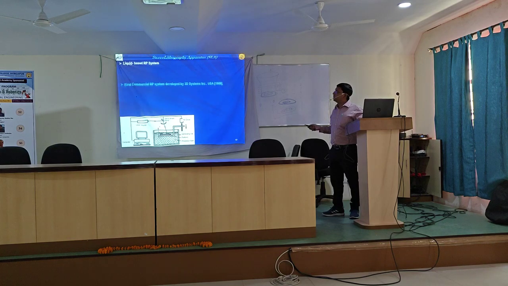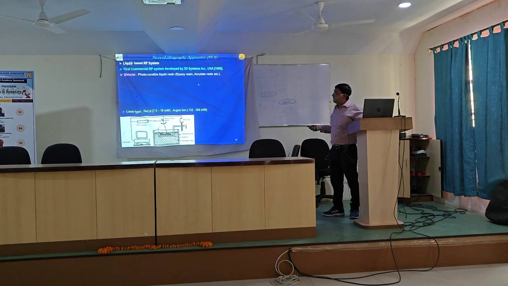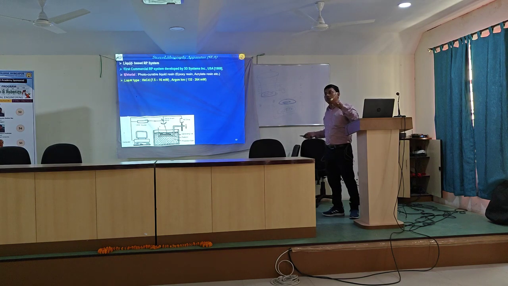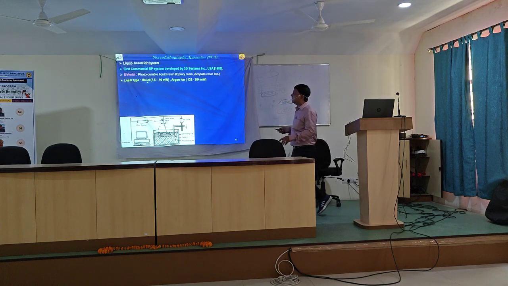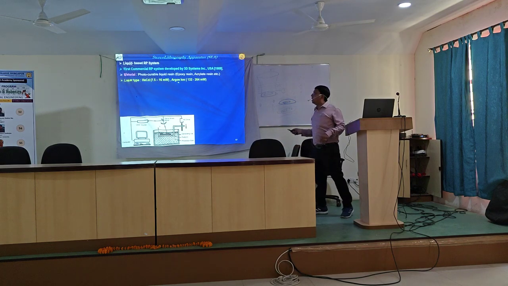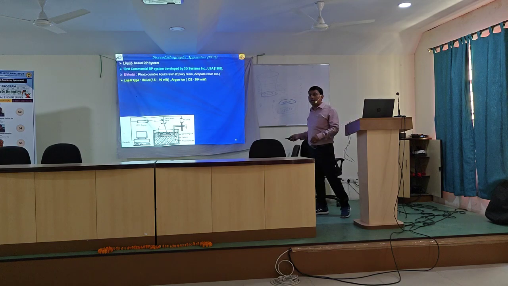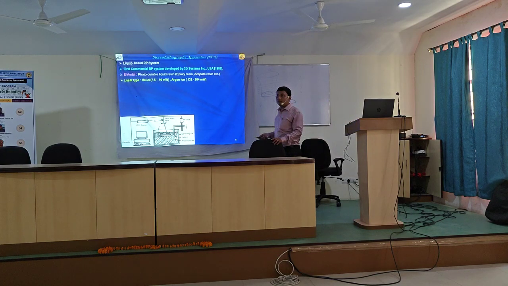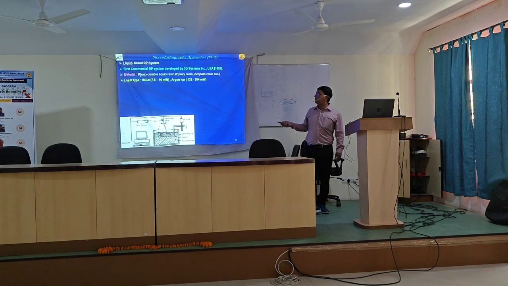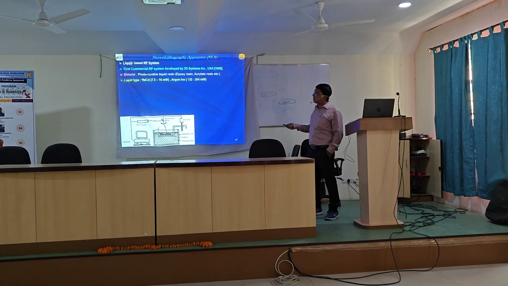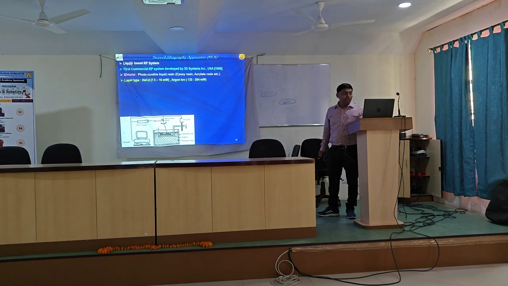The initial state of the material is liquid, that is photocurable resin, or it may be epoxy resin or acrylate resin, and a laser is used to start the curing process. Helium cadmium laser or argon ion laser. Now the diode laser or the fiber laser is used in modern machines, but the old machines used the lasers I have mentioned here.